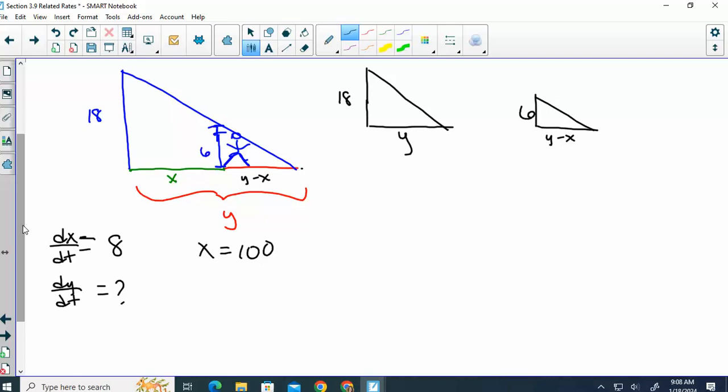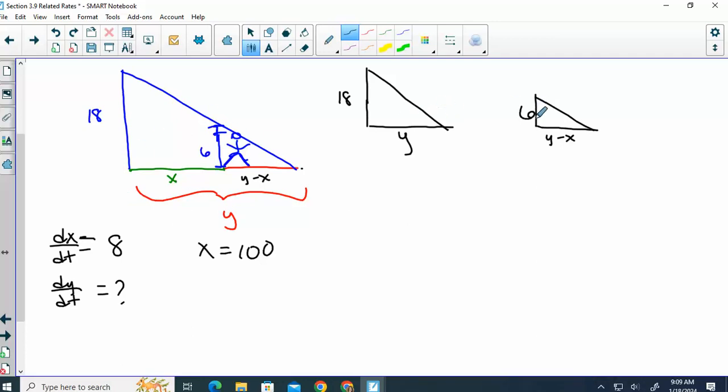All right, we need some kind of equation. We have dx/dt, we're looking for dy/dt, so we need both variables in it. What kind of equation could I use here? Pythagorean theorem is a common one, but I don't have any mention of this side. So I would have to make it another variable, and do I have any rates for that variable? No, so that probably wouldn't be ideal.